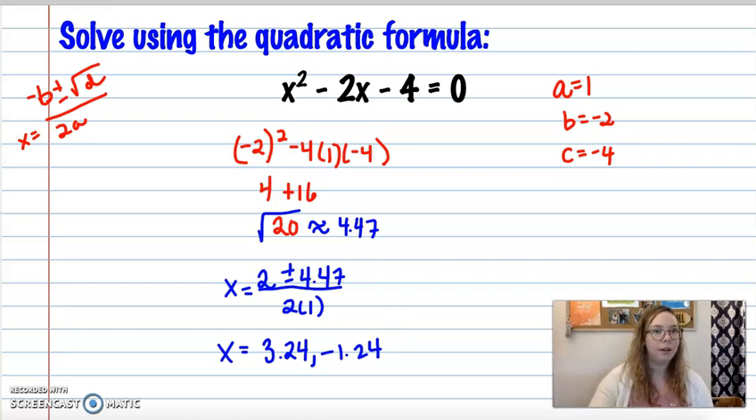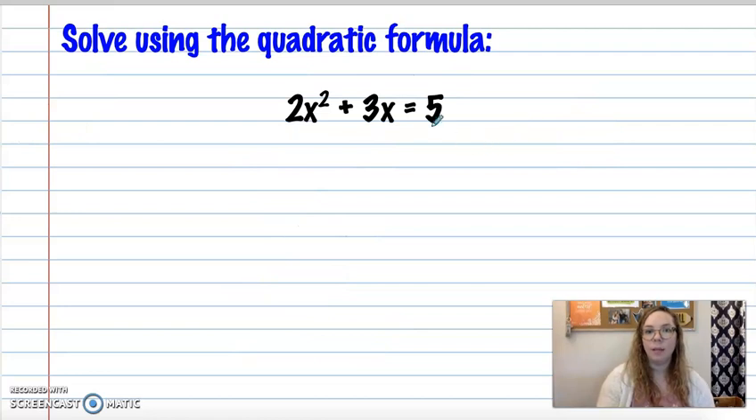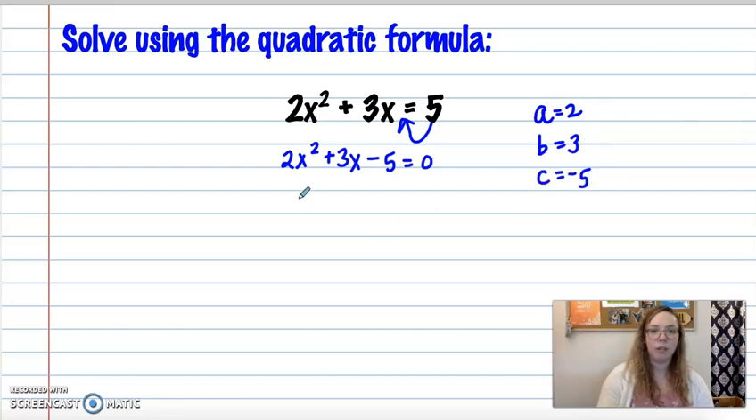Okay, so let's do another. This time I will have to move this 5 over so that I can have 0. So I'll have 2x squared plus 3x minus 5 equals 0. So A is 2, B is 3, and C is -5. So I'll have my 3 squared minus 4AC for my discriminant.